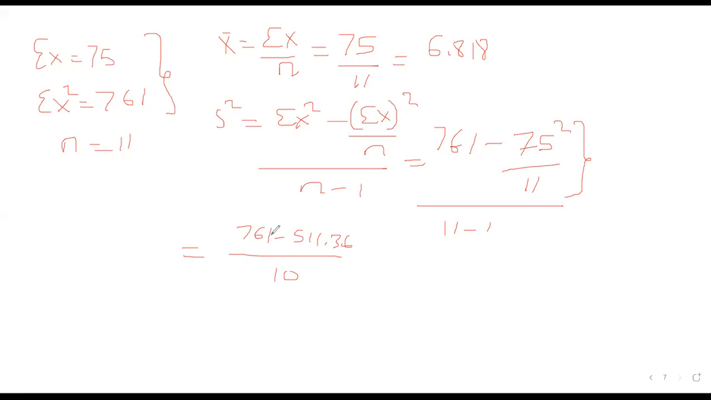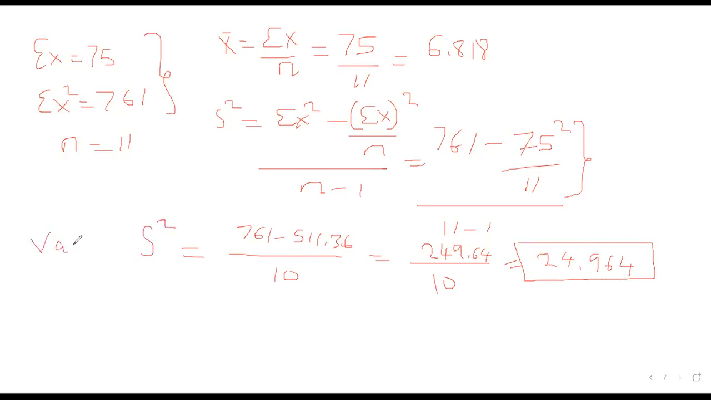And what do we get? 761 minus 511.36. What do we get there? Then below we have a 10. 249.64. Then divide by 10, which gives us 24.964. This is what we call our variance. The variance is given by the symbol s squared. This is for a sample. If it's a population, they use sigma squared.